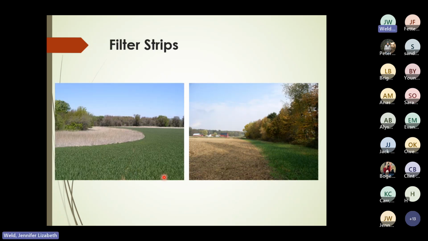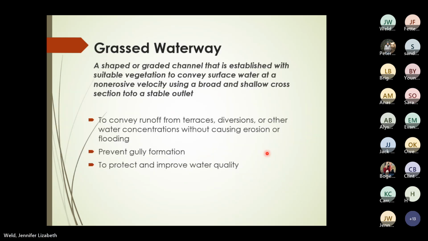This is just some visuals of what filter strips might look like. Here along the edge of a field, right? The surface runoff or water could potentially move across this field. It's going to hit this filter strip. That velocity is going to slow down, and you're going to start seeing suspended sediments and associated nutrients filter out or fall out as that water more slowly moves across that filter strip.